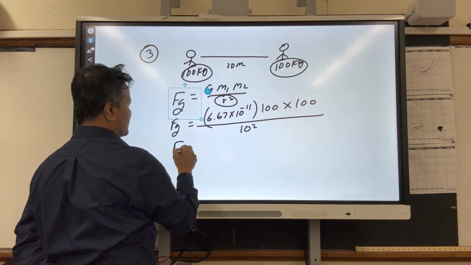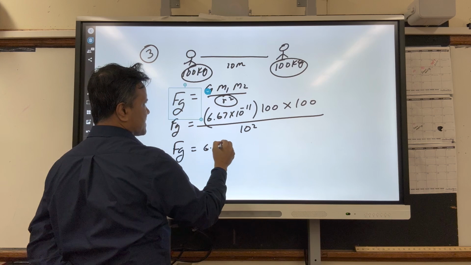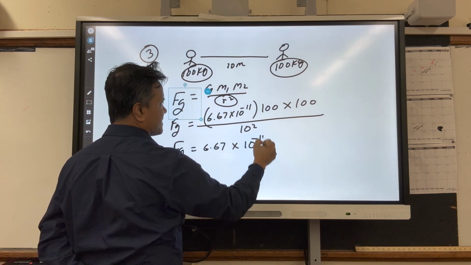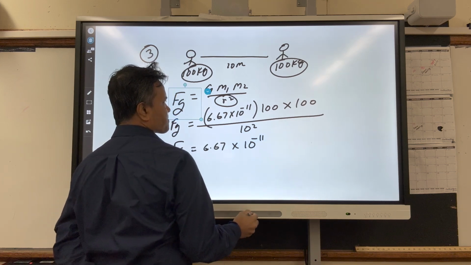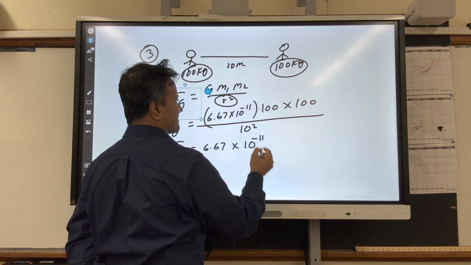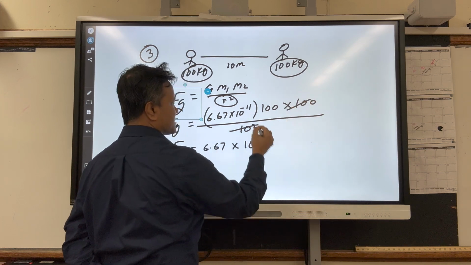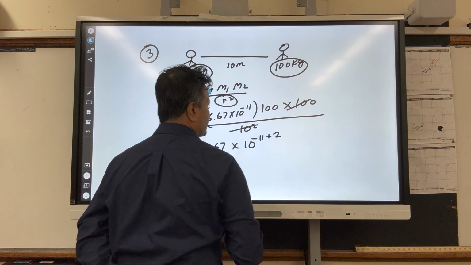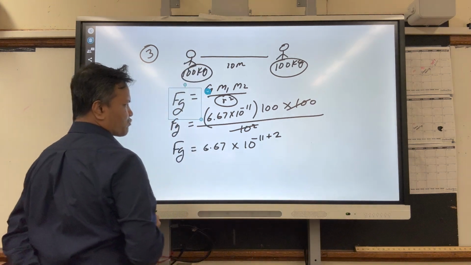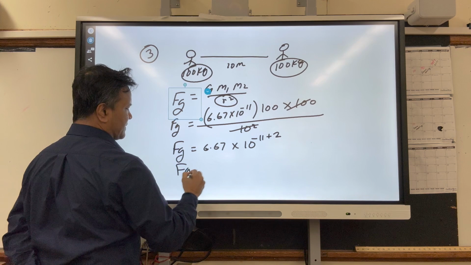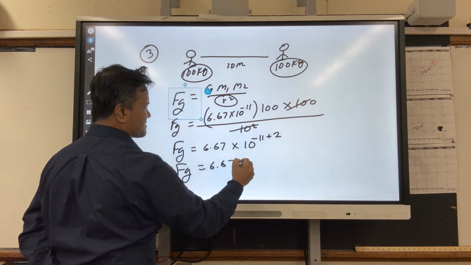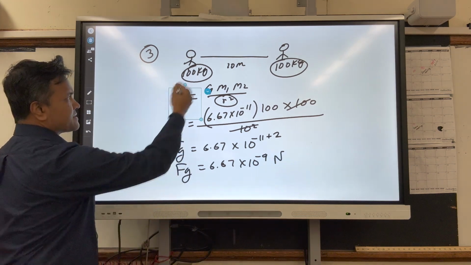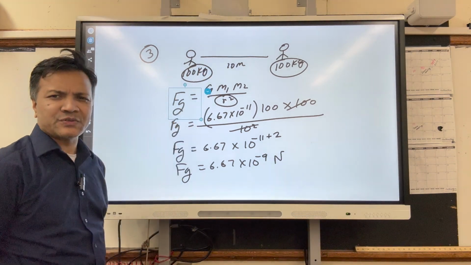So you have 6.67 times 10 raised to negative 11, and then you have this cancel, and then plus 2. So it's 6.67 times 10 raised to negative 9 Newton. And that is the gravitational force between these two identical men.